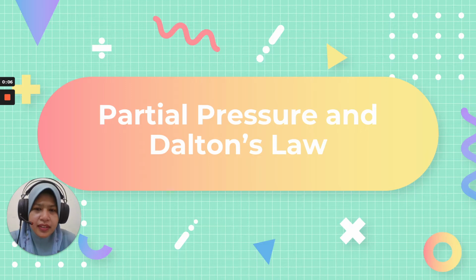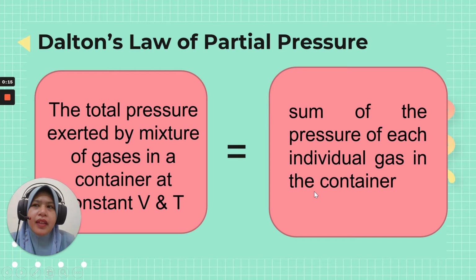For this lesson, we will discuss partial pressure and Dalton's law. Just as the gas laws apply to all pure gases, regardless of chemical identity, they also apply to mixtures of gases, such as air. The pressure, volume, temperature, and amount of the gas mixture are all related by the ideal gas law.